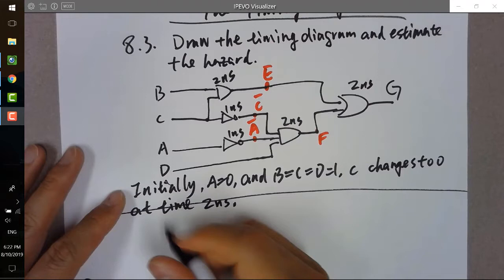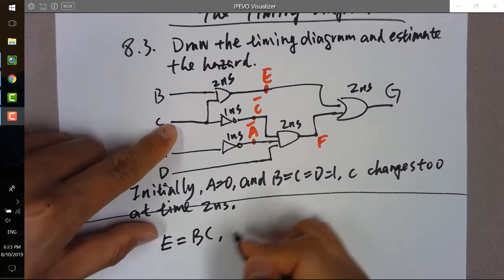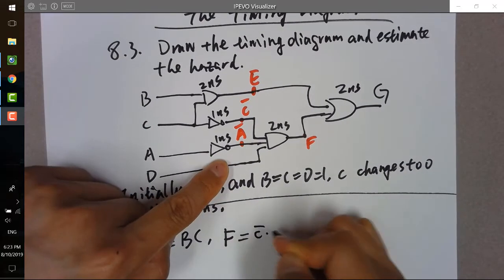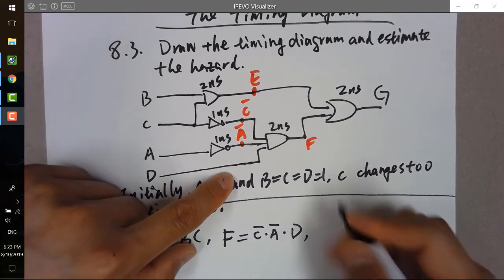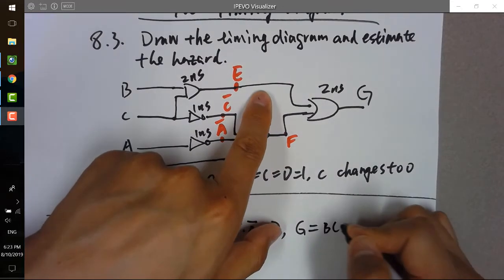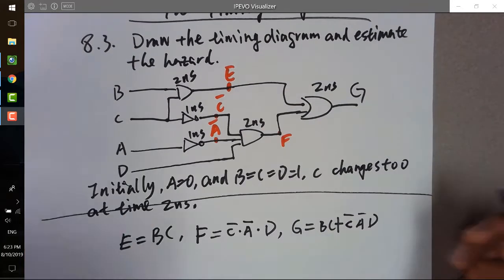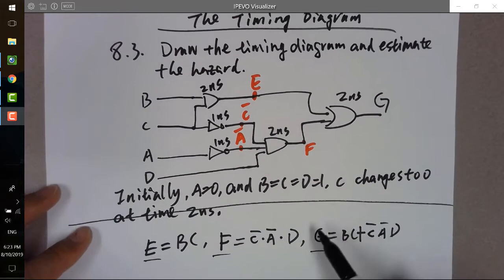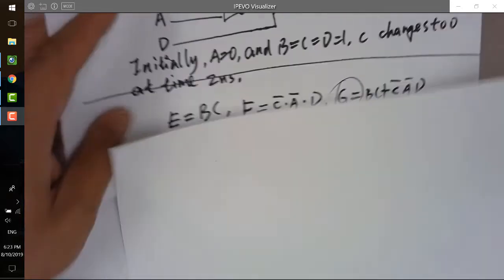Before we do that, let's see, what is E? E is BC, right? And what is F? F is C bar, A bar, D. What is G? G is BC or C bar, A bar, D. Okay, so you know what these intermediate signals are, and the final signal. And you can definitely draw the timing diagram from here.